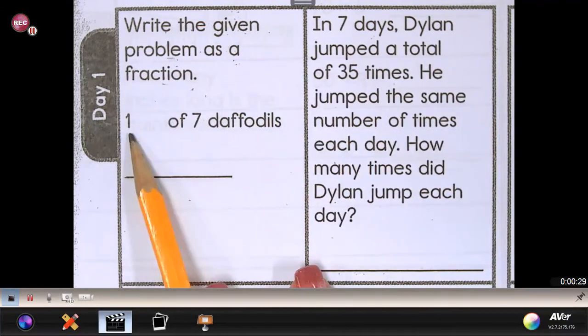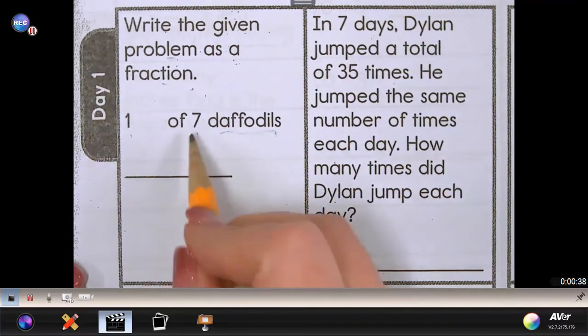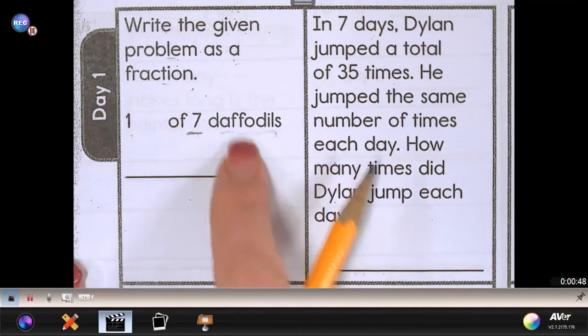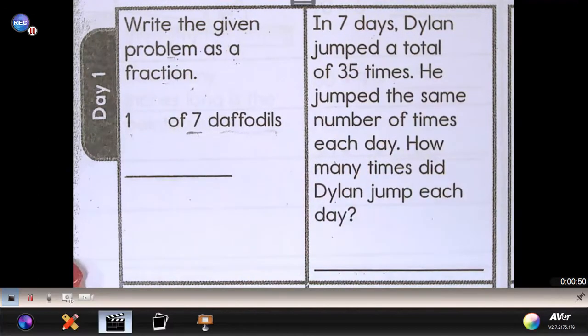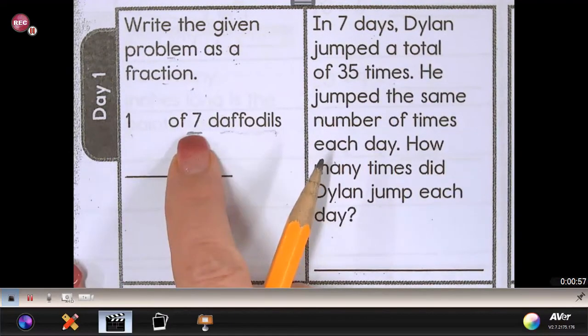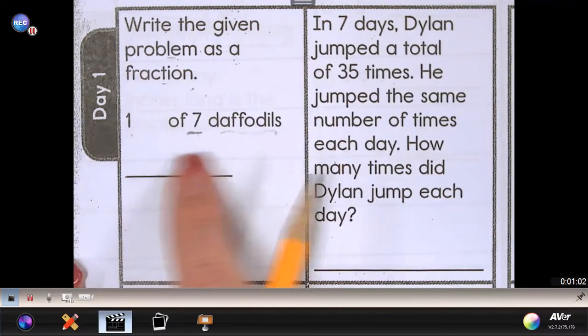fraction. So one of seven daffodils. So this is like a set, right? A set of objects. All the objects are, for example, flowers. I'm assuming they're flowers because it's saying one of seven daffodils. Or maybe they're different colors. We don't really know that much information, but we do know that one of the seven total flowers is a daffodil.